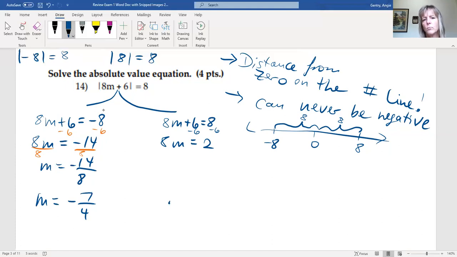Fix it. You need to see someone, come see me, do something, set up an office hour so we can fix it. Okay, divide by 8. See, now I'm saying fix it, and then I show the work. So m equals 1/4.